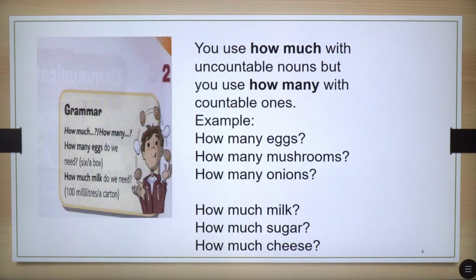Okay, when we want to ask about countables and uncountables, we use how much and how many. You use how much with uncountable nouns, but we use how many with countable ones. For example, how many eggs, how many mushrooms, how many onions. But when you ask about uncountable nouns, then you ask how much milk, for example, how much sugar, how much cheese.